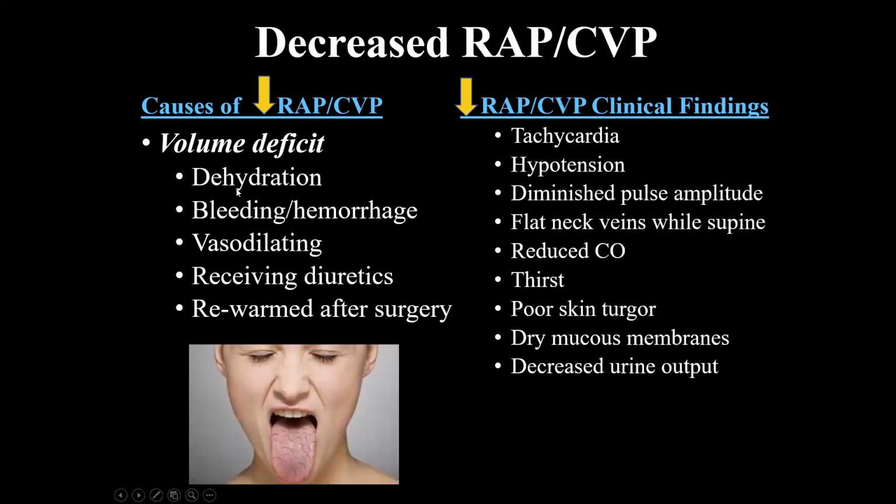Decrease, so volume deficit. Well, we're seeing a lot of dehydrated patients, people really, really sick at home with COVID, and then they come in and their tongues look exactly like this. That's why you need to look in people's mouths. Those are fissures. That is significant dry mucous membranes. That's a quick way of looking to see if you think somebody's dehydrated.